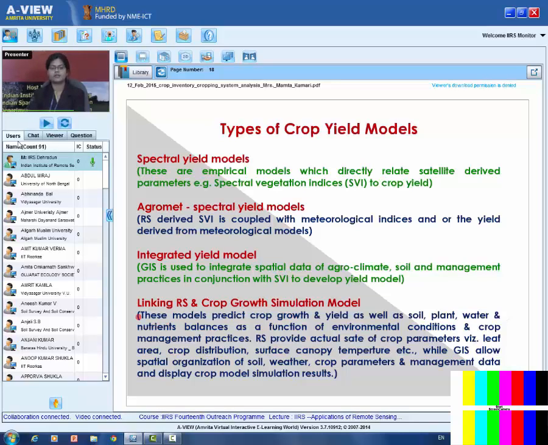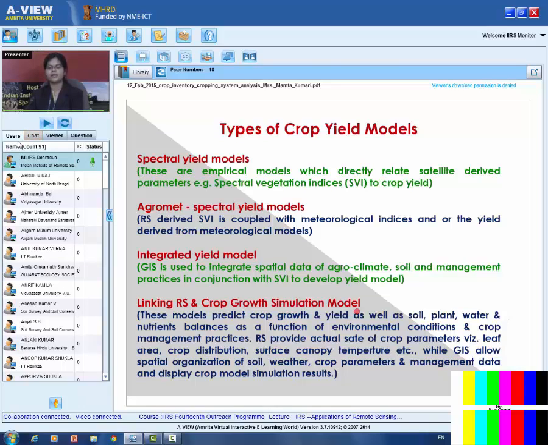Then the crop growth simulation model, actually this one is the physical process based model. It is complex. Here we intend to estimate the crop growth variables as well as crop yield. Along with that, we are trying to see how our soil, plant, water or nutrient balances are varying as per the environmental conditions as well as crop management practices.